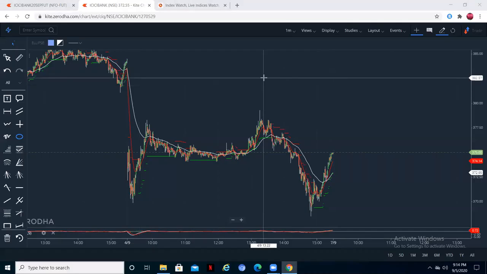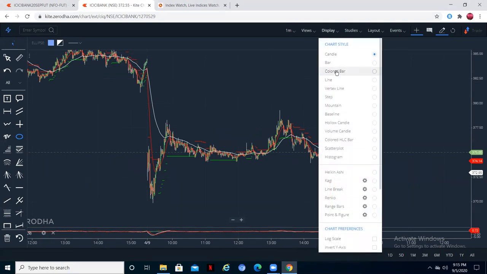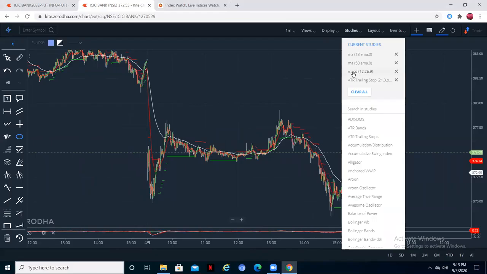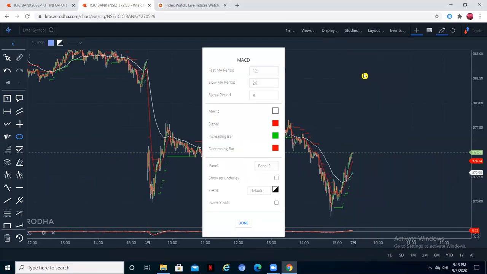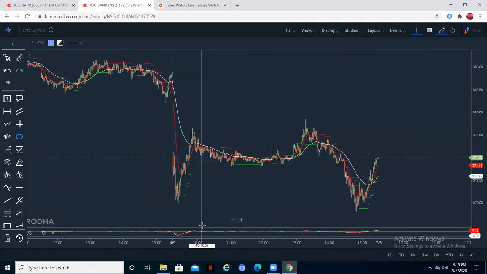So the next thing is MACD. As I told you in your previous class, if you remember, the strategy is not complete. We will be adding one more indicator, which is known as the MACD indicator. Here you can see, it is the moving average convergence divergence. And we will be using the default settings for this. You just need to apply this.